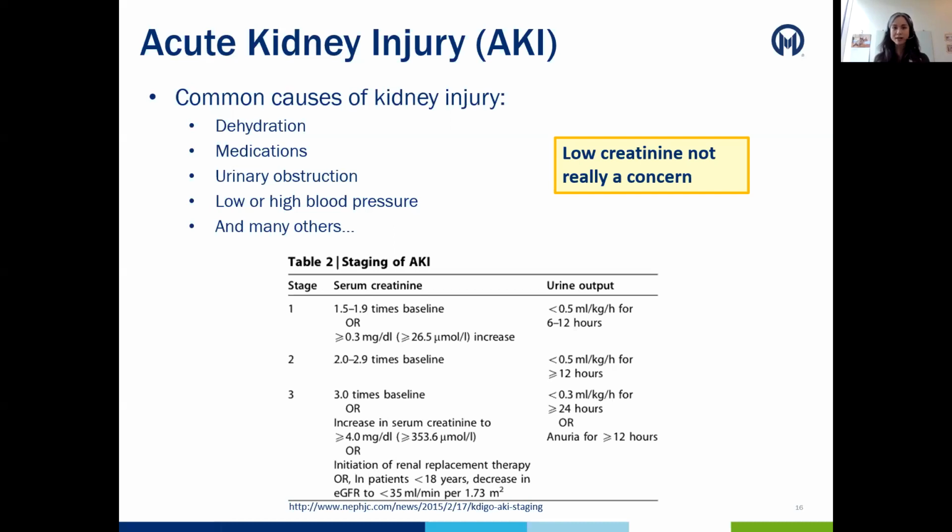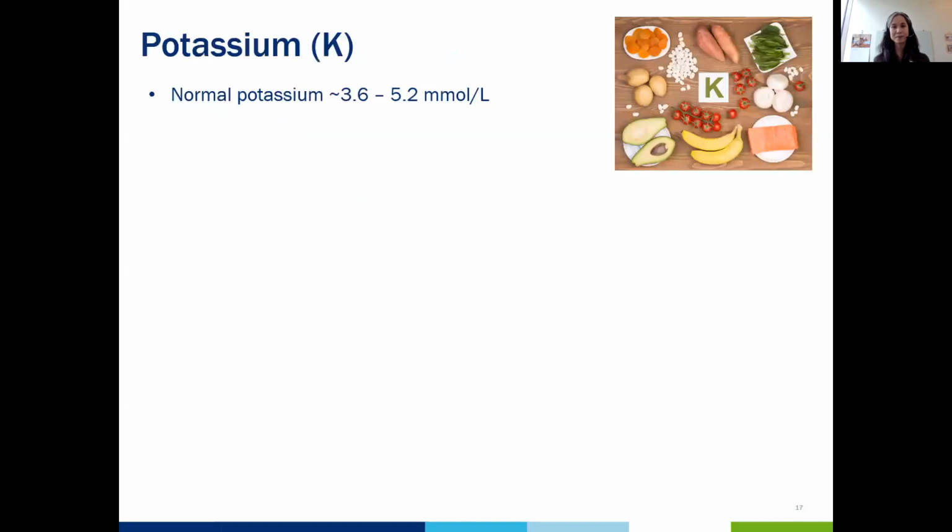Now, a low creatinine is usually not as much of a concern clinically compared to if you have a newly elevated or high creatinine. So if we see a slightly low creatinine, it's typically not concerning and can often be related to things like getting older, having lower muscle mass, poor nutrition, and many other common things like that.